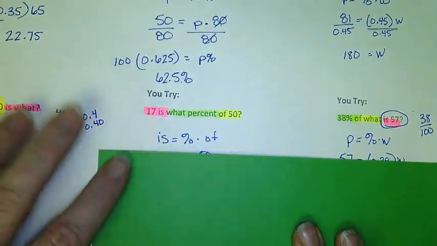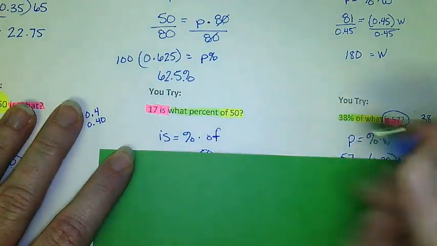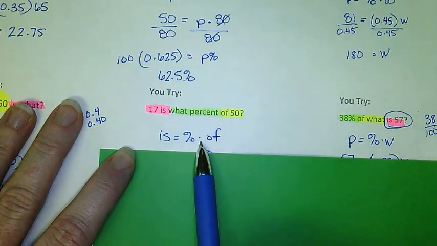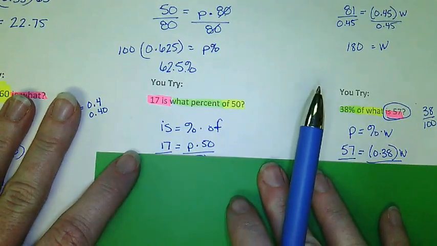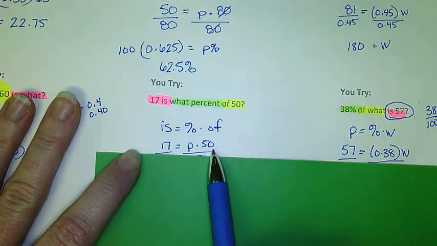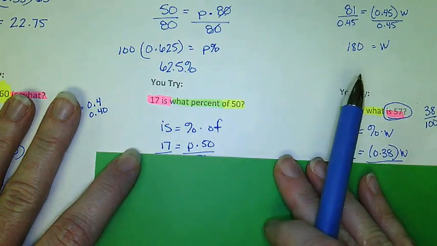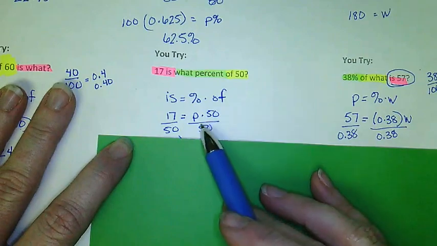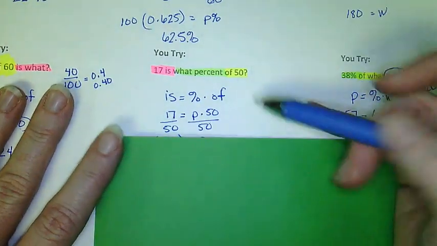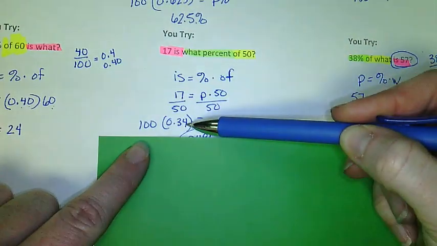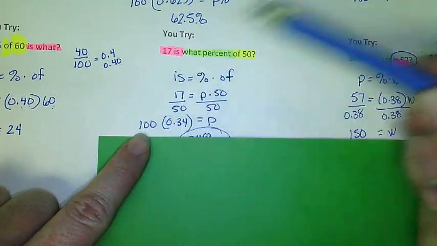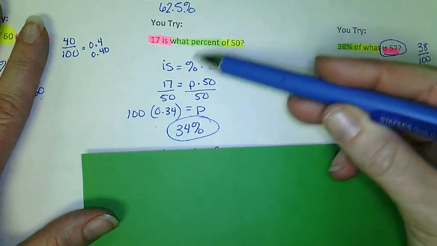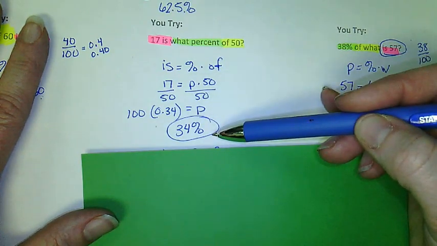Welcome back. So here is my example for you, so you guys can check your work. Start with your equation, is equals percent times of. You're going to plop in 17 is the part, 50 is the whole. We're missing the percent. Again, we want to divide by 50, just like this, to get the percent by itself. And if you look very carefully, we are going to get 0.34, but then I have to multiply it by 100 to get an answer of 34%. So for this question here, I'm looking for 34%.